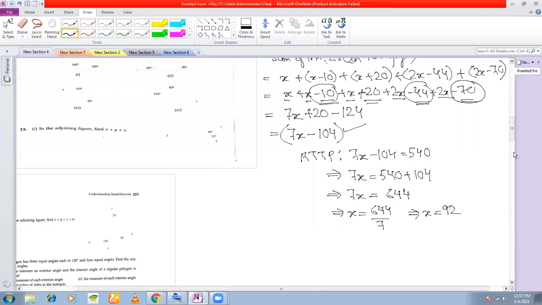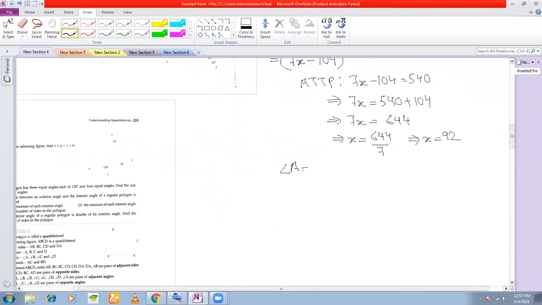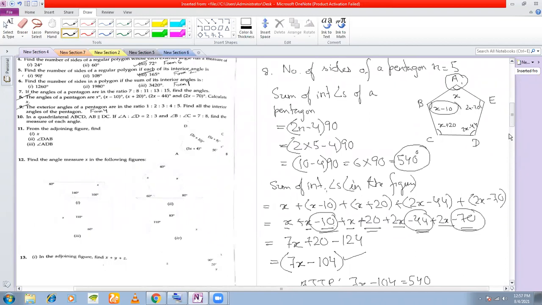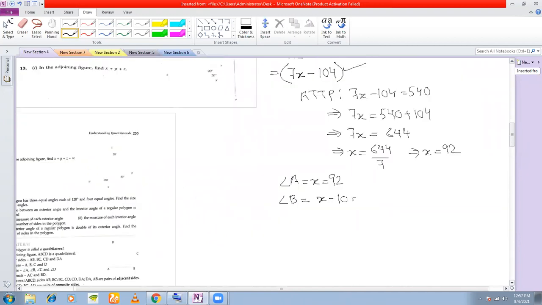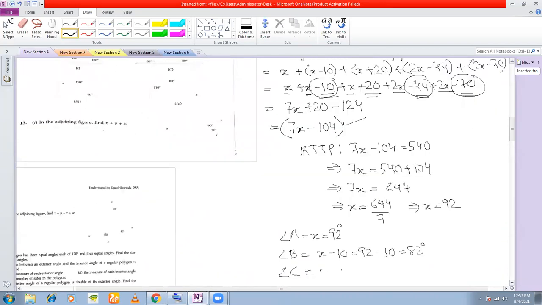So what are the angles of the pentagon? Let's say angle A. How much is angle A? Angle A is 92, x equal to 92. Next angle B. How much was angle B? x minus 10, 92 minus 10, 82 degree. Angle C in the figure is x plus 20. So 92 plus 20 equal to 112 degree.